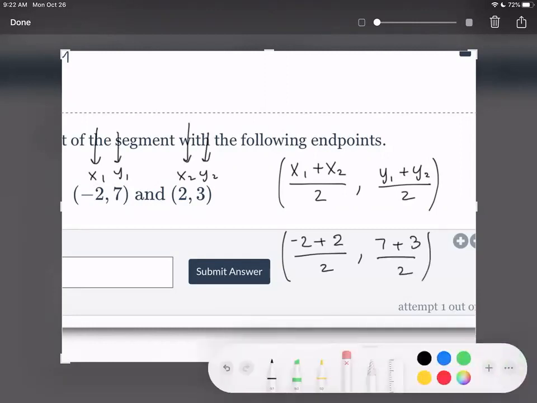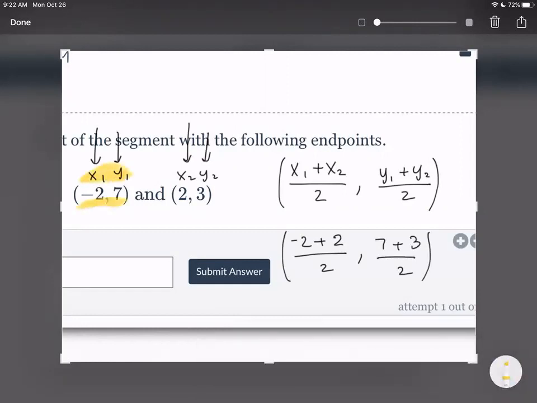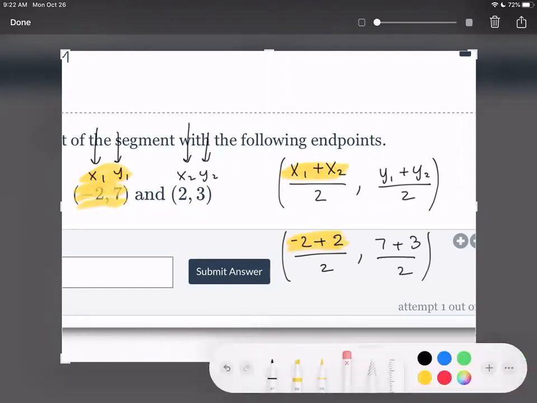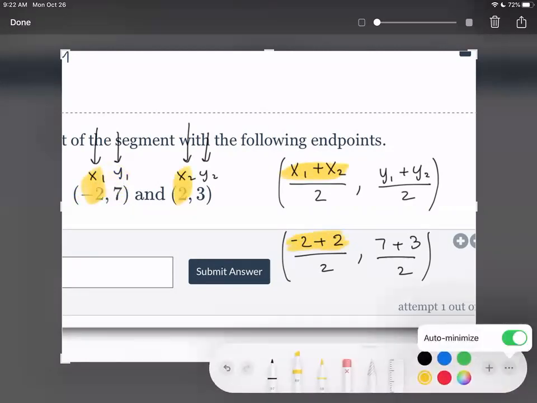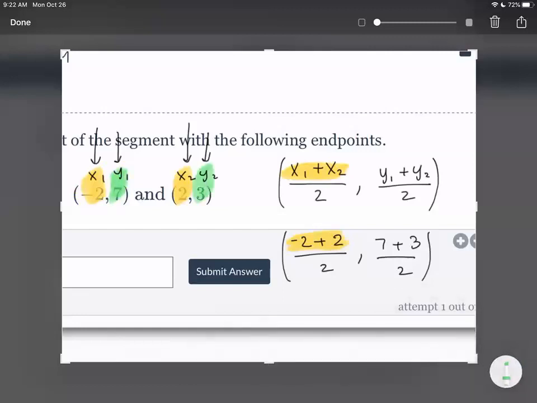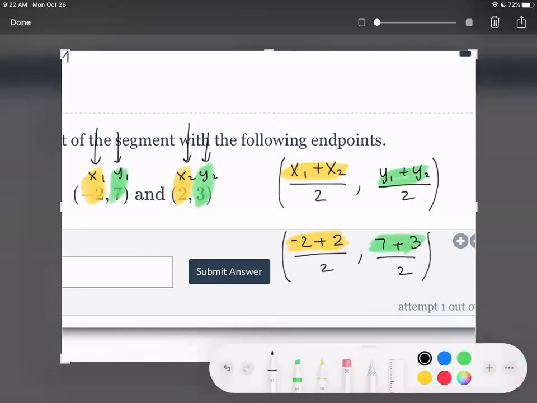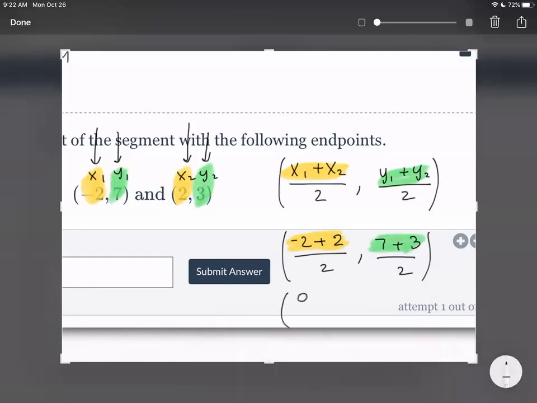So let me just do some highlighting really quickly. We have our x values that appeared over here, the yellow numbers. Oops, I totally did that wrong. My bad. Here's our x values. There we go, that's better. Our x values, and then we have our y values. Simplifying now, we got -2 plus 2 is 0. 7 plus 3 is 10.